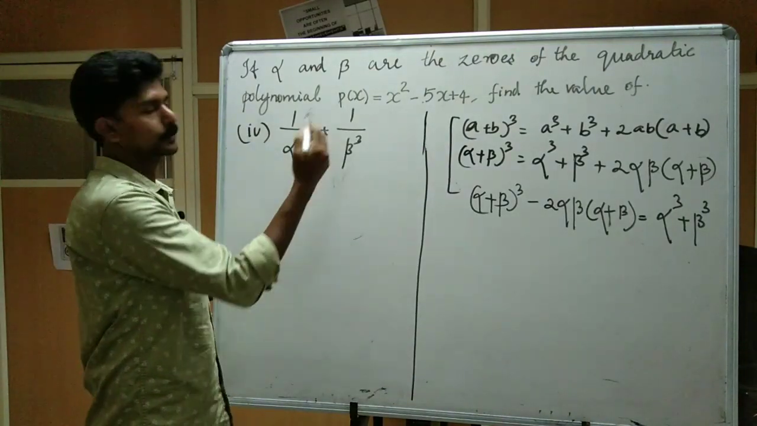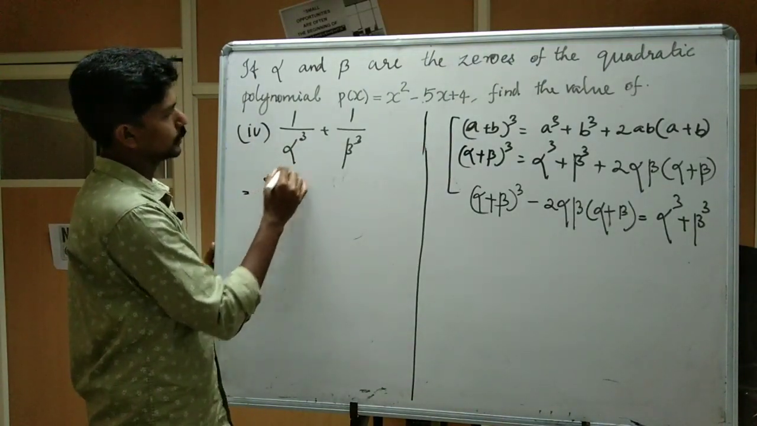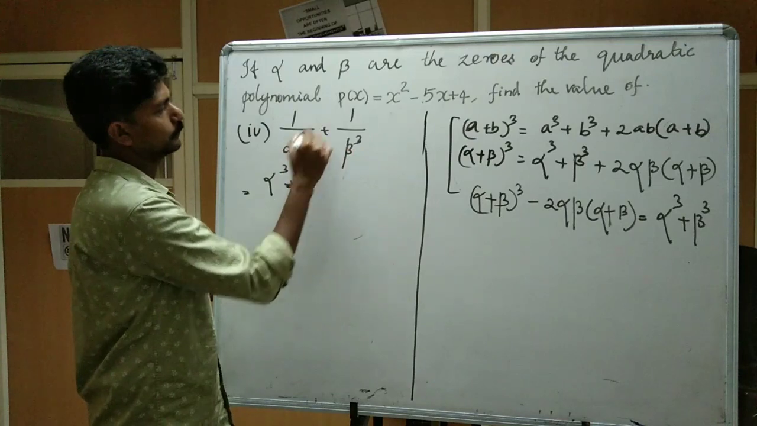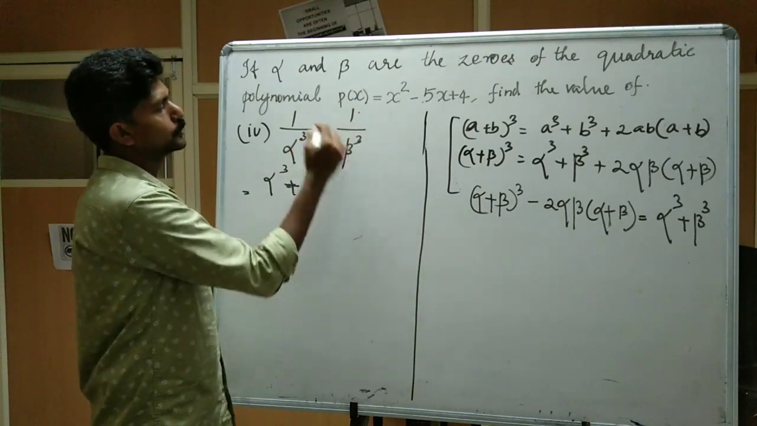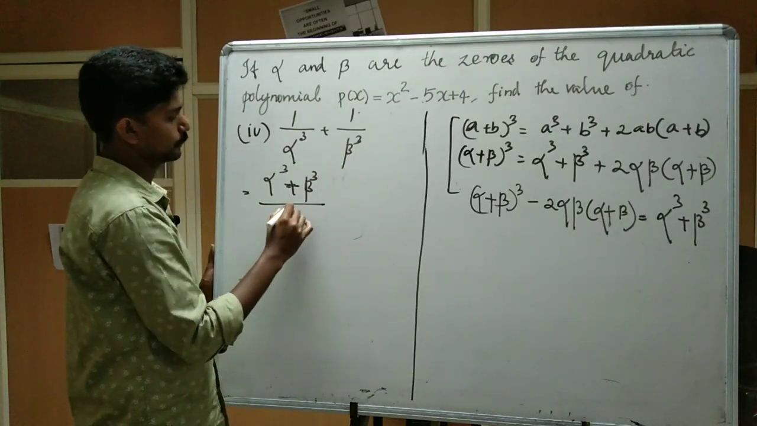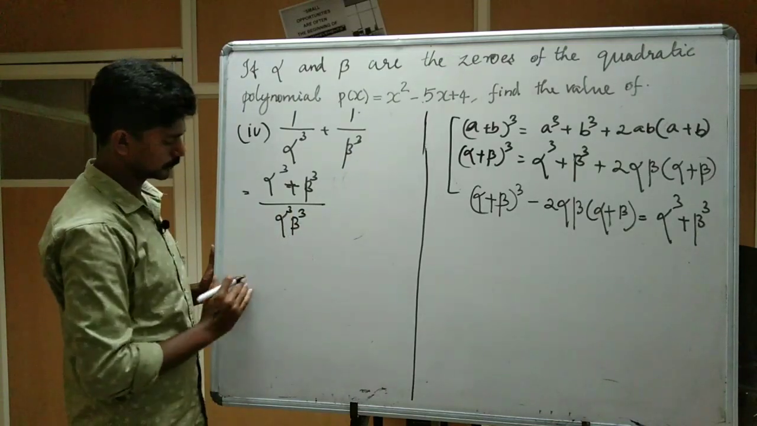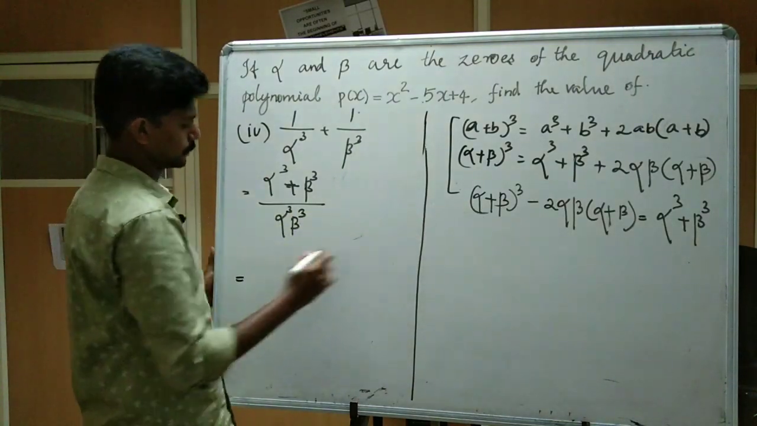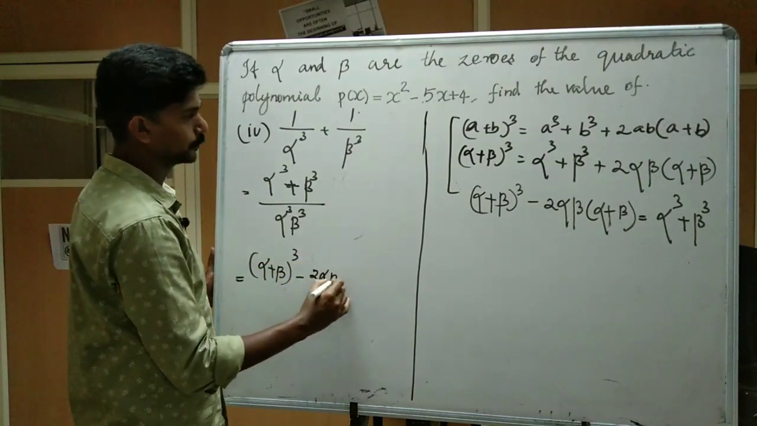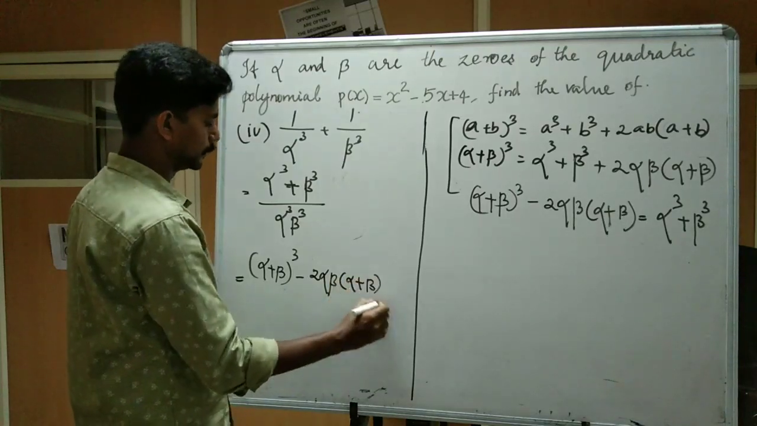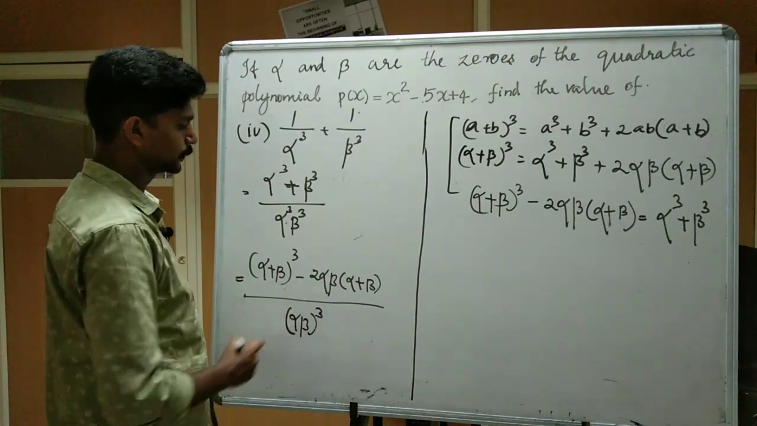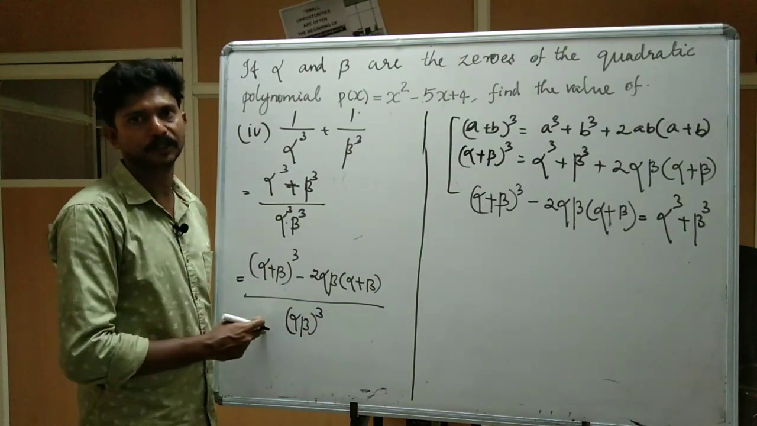So this one we can cross multiply. So we can write as alpha cube plus beta cube. When you cross multiply, alpha cube, 1 into alpha cube, 1 into beta cube. So the same way, divided by alpha beta, alpha cube into beta cube. So this already we have result here. So we can write alpha plus beta the whole cube minus 2 alpha beta into alpha plus beta divided by this one we can write as alpha beta whole cube, because using exponential law we are using here.